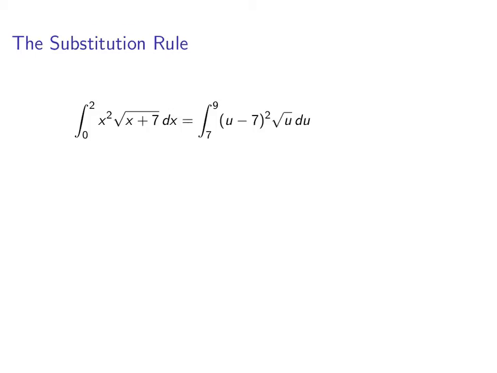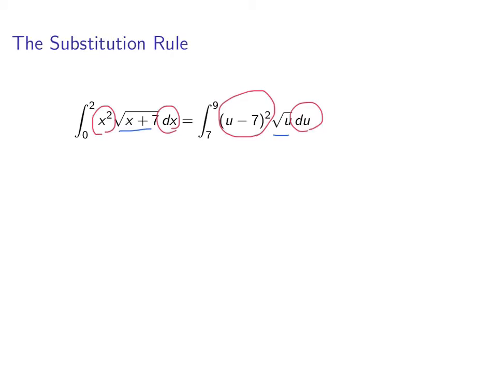So when we substitute, we take our original integral, the limits get changed from 0 to 2 into 7 to 9. The x squared, remember that we solved for x. x was equal to u minus 7, so x squared turns into u minus 7 squared. And then finally, square root of x plus 7 turns into square root of u. Maybe I shouldn't say finally, because there's one other piece. What's the other piece? Right here, dx gets changed into du.